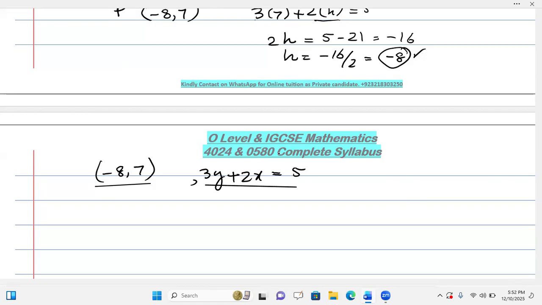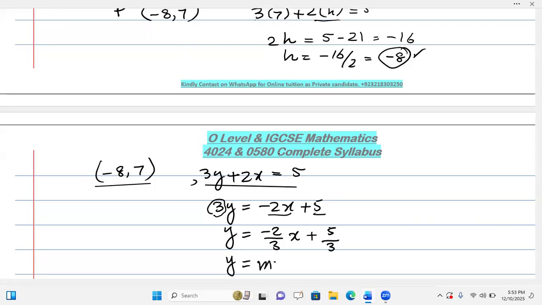So let's make y the subject. So 3y is equal to minus 2x plus 5. So y will be equal to minus 2 over 3 x plus 5 over 3, meaning this 3 was multiplying here, I have sent it to the right side, dividing here and here also. So we know the equation y is equal to mx plus c. So m has the value minus 2 by 3. So our m1 is equal to minus 2 over 3.